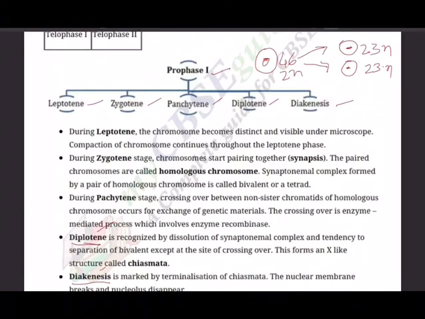So this gets completed with four subphases: prophase 1, metaphase 1, anaphase 1 and telophase 1. Prophase 1 is the longest duration one because of its 5 substages. Prophase 1, being the longest one, has 5 subphases: leptotene, zygotene, pachytene, diplotene and diakinesis.